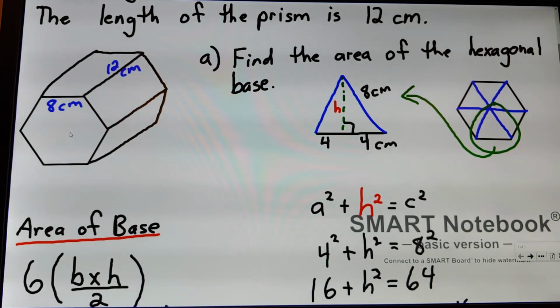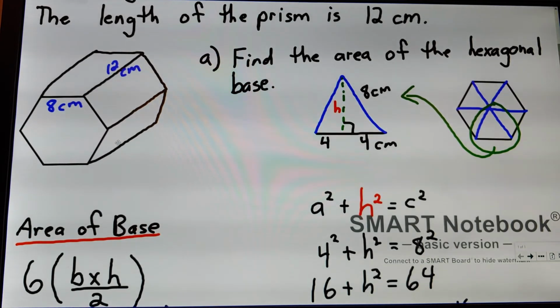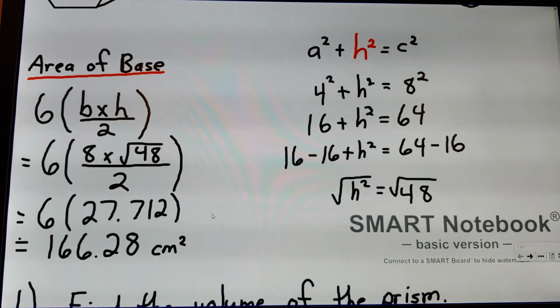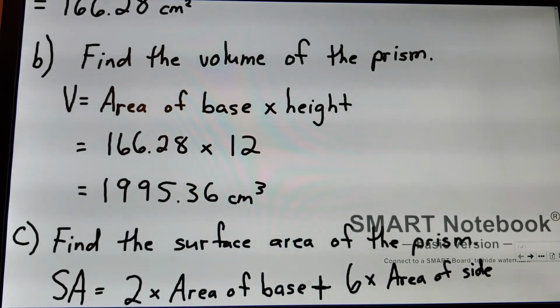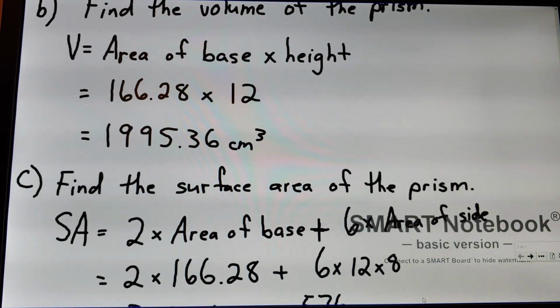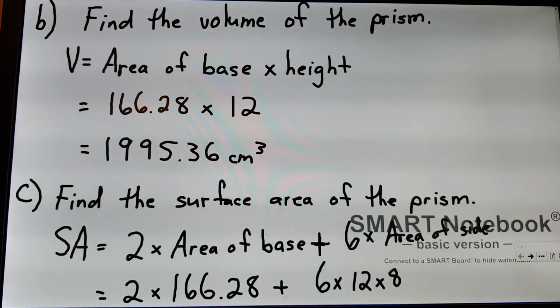Okay, so we're going to take the area of those 2 hexagons, add them together, or multiply it by 2, and then find the area of 1 rectangle, and then multiply it by 6, because there's 6 of them. So that's where we're seeing this formula. So we can see surface area is equal to 2 times area of the base, that's the hexagons, plus 6 times the area of the side, which is the rectangles.